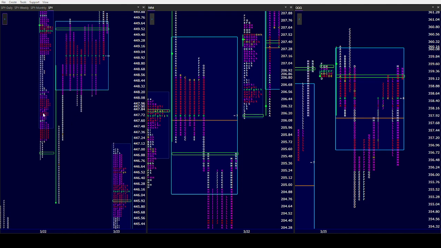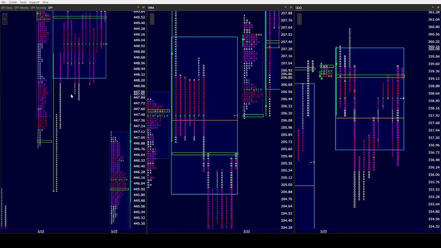Now, generally with a lowest accepted price, we get more than one set of single prints. Now, we did have a second set in C, but they filled. But we did hold the single prints, and we did hold the lowest accepted price. And I had a huge trade on this day.